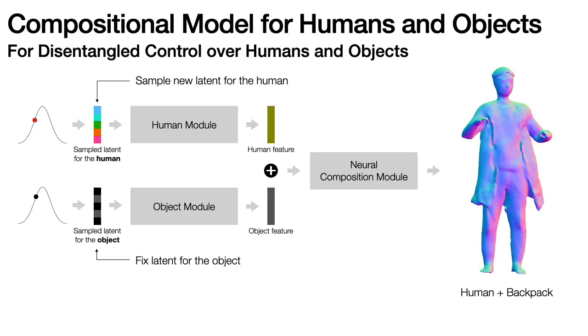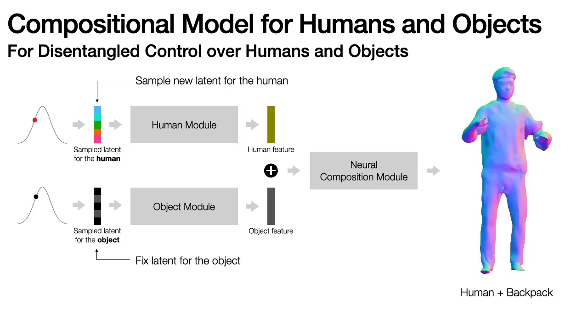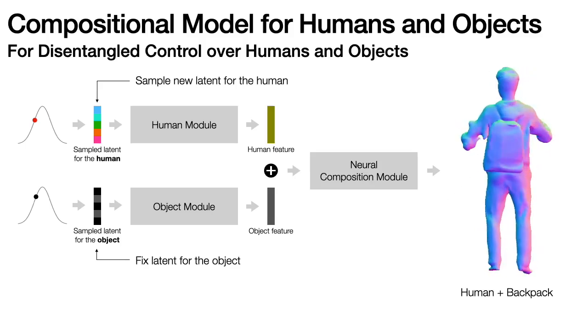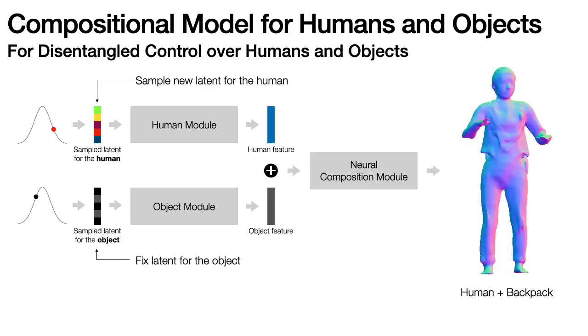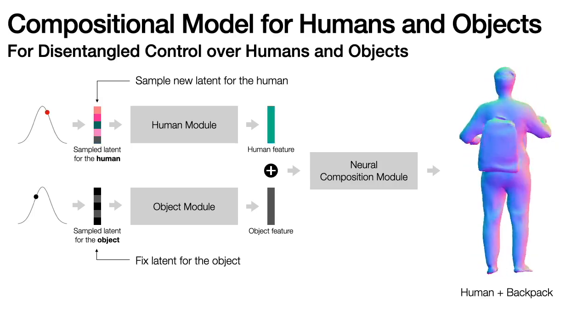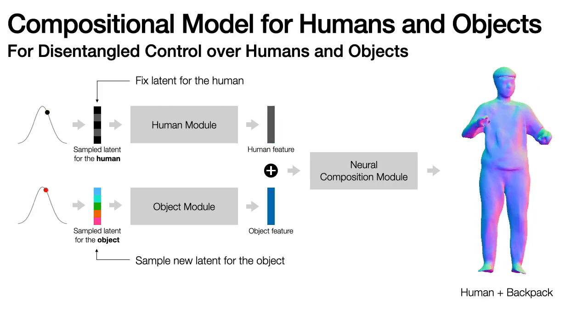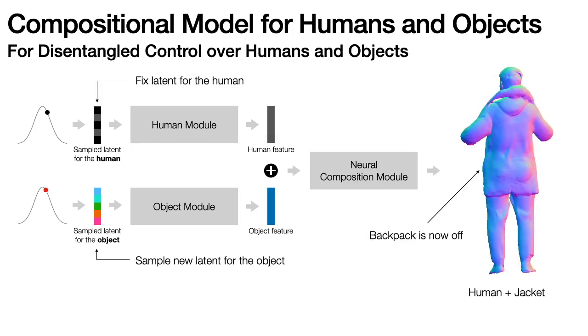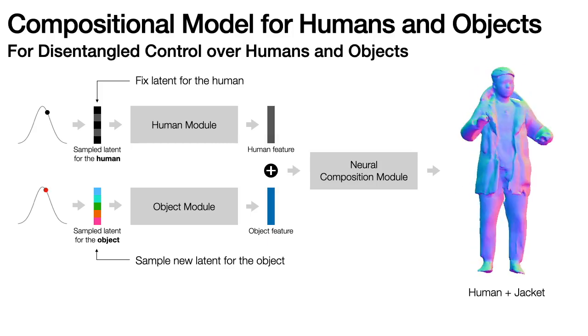Unlike previous work, our compositional model enables a disentangled control over shapes of humans and objects. By sampling a new latent code for the human while having the latent code for the object fixed, only the human part of the output changes, with the object part, being the backpack here, still remaining. Now, by sampling a new latent code for the object while having the latent code for the human fixed, the object or clothing of the output changes while maintaining the shape of the human part.